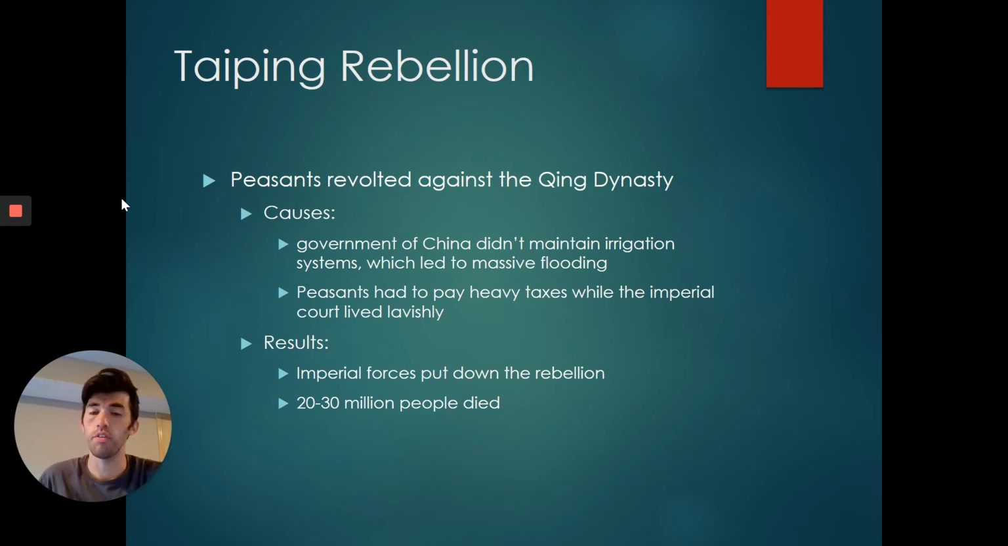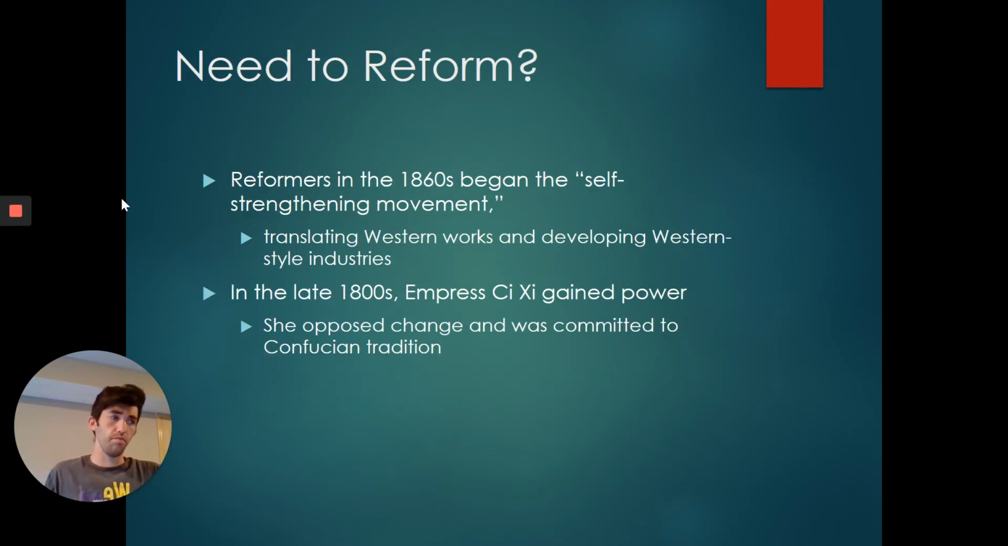The result of this one though is the imperial forces put down the rebellion, but at the cost of a minimum of 20 million, up to 30 million people. For context, for y'all, Washington's about 6 to 7 million people. Oregon's about 5 to 6 million people. So if you add Washington, Oregon, and then you have to add Idaho, Montana, and Hawaii, and probably Wyoming because they're not that many people, that's maybe going to get you to 20 million. Okay, it's a lot of people.